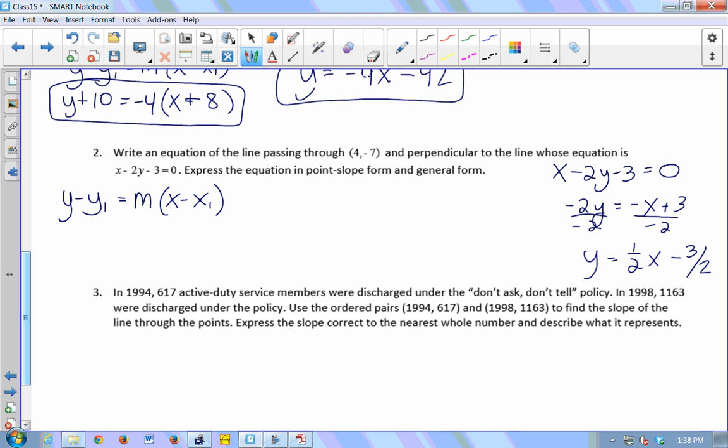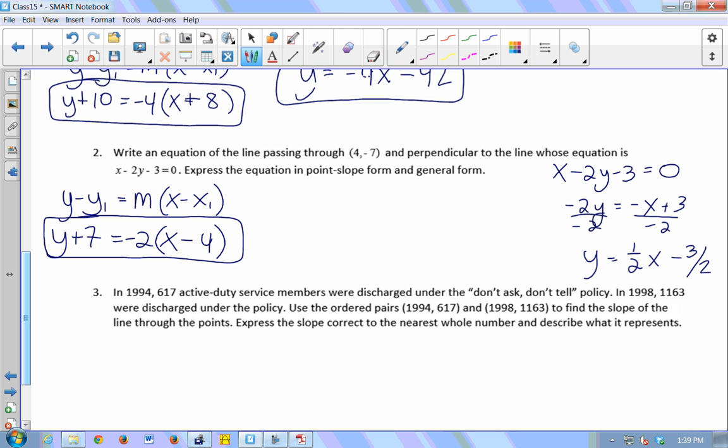Then what's the slope of my line? Negative 2. Opposite, make it negative. Reciprocal, flip it over. So this is going to be negative 2 x minus x1. Now I use my point and I plug in a 4. And y minus y1, so I get plus 7. So there's my point slope form.